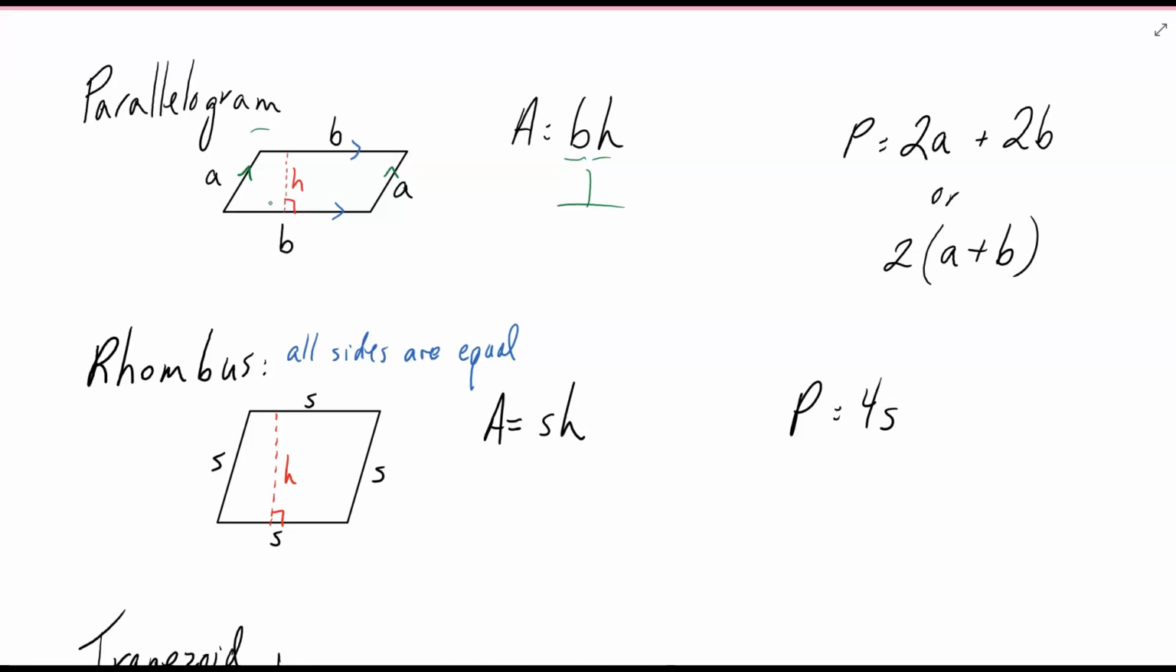A rhombus is kind of a special parallelogram in which all 4 sides have equal length, and therefore the height, the perpendicular distance between parallel sides, is a little bit less, but it is still the height of the figure. So in this case, the area is S, which is actually its base, times height. And the perimeter is 4 times S.